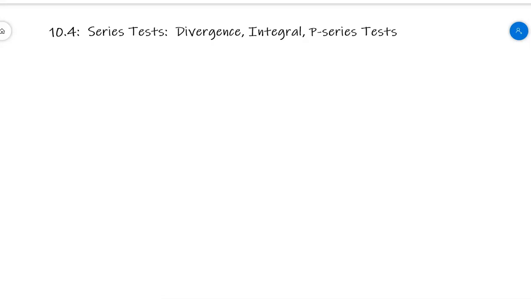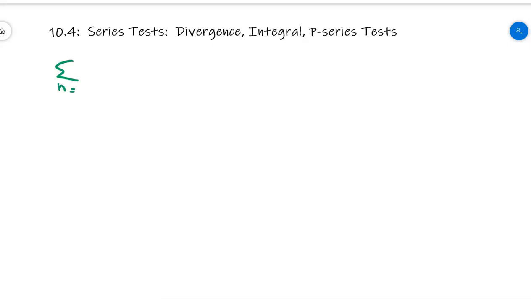Welcome back. So today we take a look at different types of tests that can be used to figure out whether a series converges or diverges. Now, we kind of looked at that a little bit in the previous section when we took a look at partial sums and a sequence of partial sums. So we had a series that looked something like this.